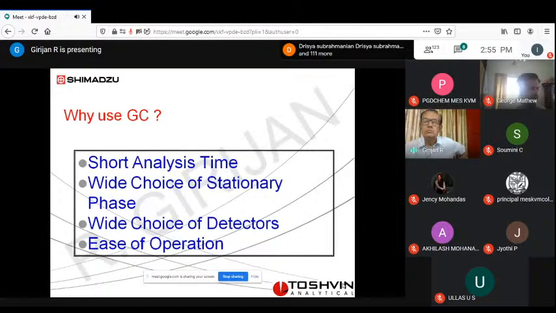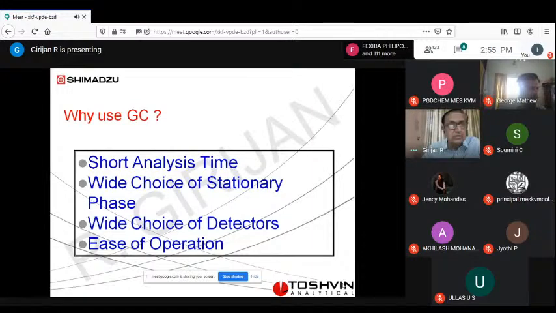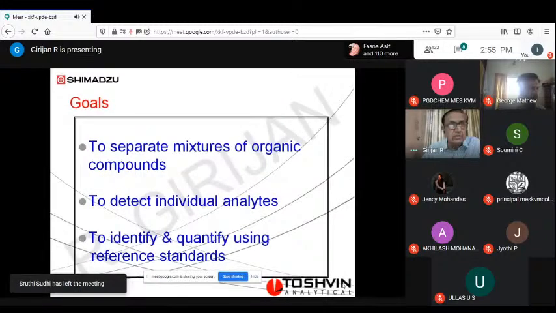There are different types of detectors for detecting the compounds coming out of the column. And it's a very easy operation. It's a simple technique, not very complex and complicated. And what are the goals of carrying out a GC analysis? To separate mixtures of organic compounds.